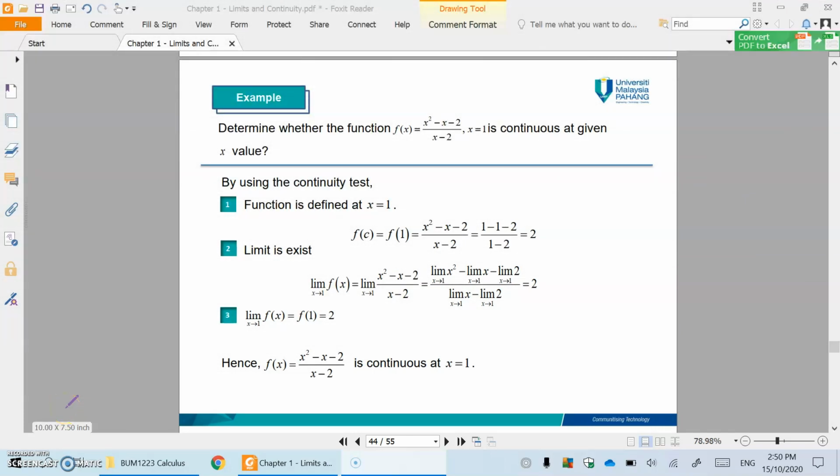Let's move to another example. Determine whether the function f(x) equals (x squared minus x minus 2) divided by (x minus 2) is continuous at x equals 1. By using the continuity test, first we define the function value f(c), which is f(1). Straightforward, substitute x with 1 into this function, then we get f(1) equals 2.